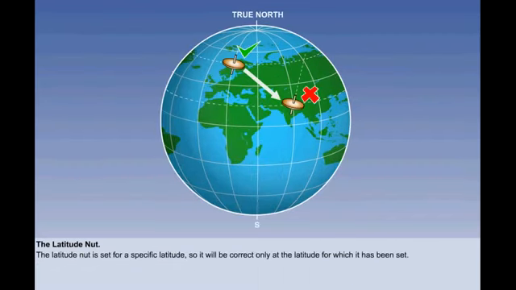It follows, therefore, that as the latitude nut is set for a specific latitude in a workshop and cannot be changed in the aircraft, it will be correct only at the latitude for which it has been set. This may not necessarily be the same latitude as the aircraft's actual latitude. We have now covered the principle of operation and construction of the DGI, and the main errors which the DGI is subject to. In the companion part of this lesson, we will look at a simple way to do drift rate calculations, and we will work through a typical example. A summary of the main points of this lesson follows.